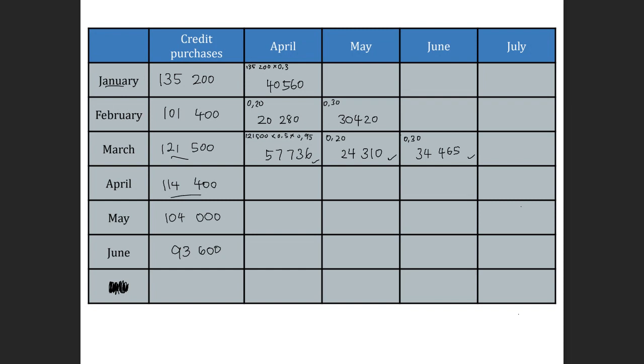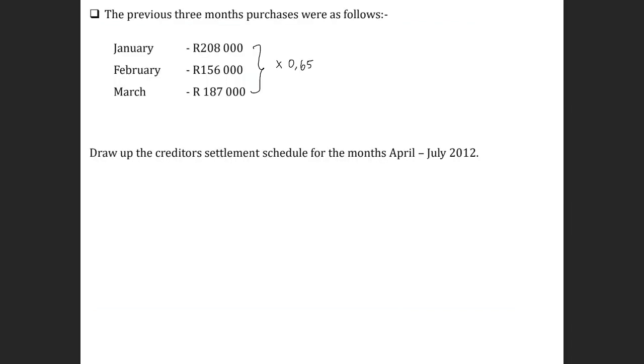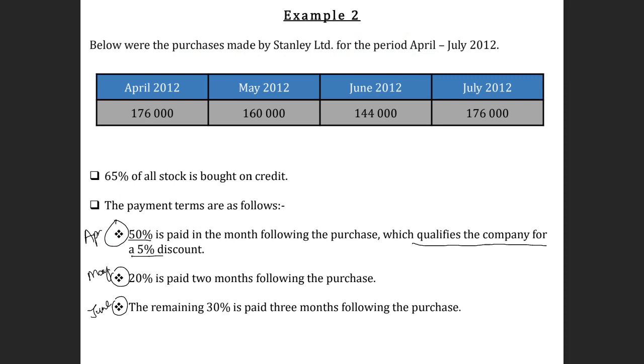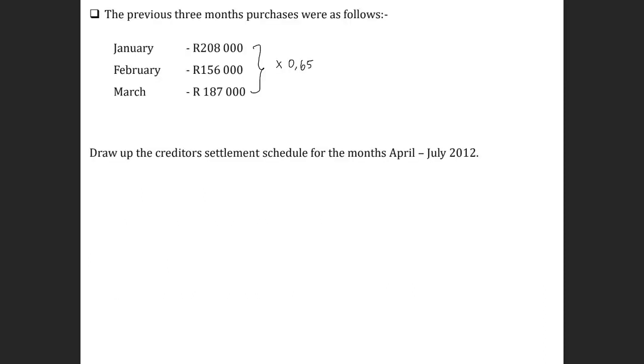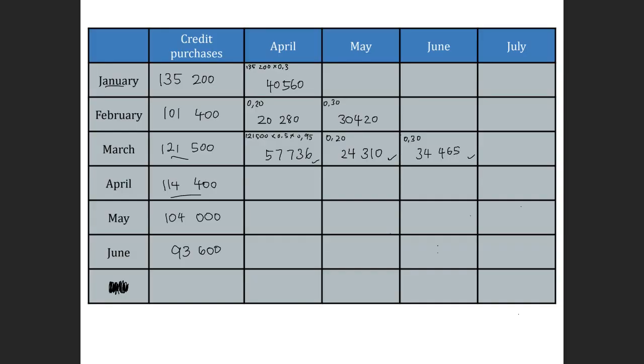Then for the month of April, it is 114,400. So it's exactly the same thing. You're going to take 114,400 that's paid the next month. Remember, according to the schedule, if it took place in April, then the 50% would be in the month of May. This would be June. This would be July. Okay, so 50% in May and 20% in June.